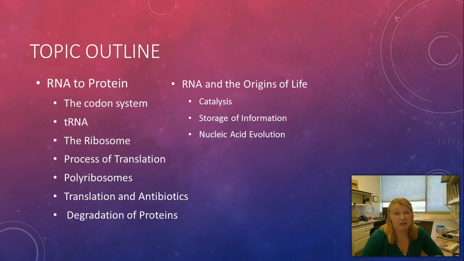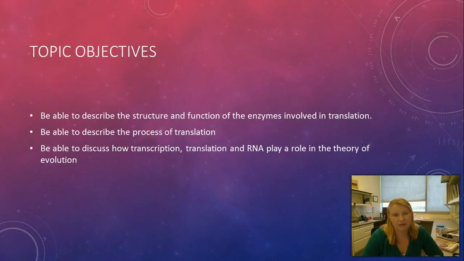So as I said, for today, this topic outline, we're going to talk about RNA to protein, which means we have to talk about the codon system, tRNAs, the ribosome again. We're going to really break down the structure of the ribosome. Talk about the process of translation, polyribosomes, translation antibiotics, and the degradation of proteins. We talked about how RNA is degraded in the last topic. In this topic, we're going to talk about how proteins are degraded. Then we're going to wrap up by talking about RNA and the origins of life with catalysis, the storage of information, nucleic acid evolution. As always, here's our topic objectives.